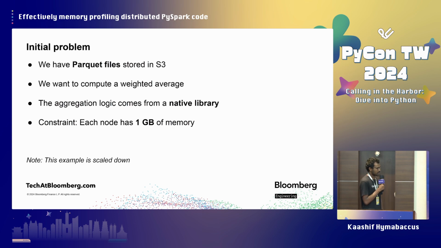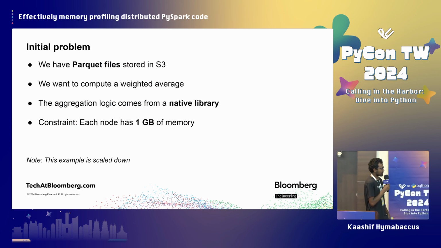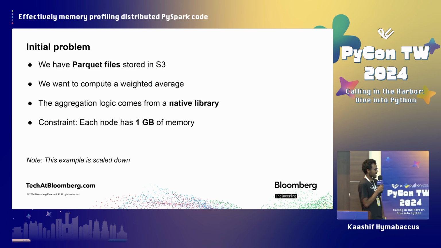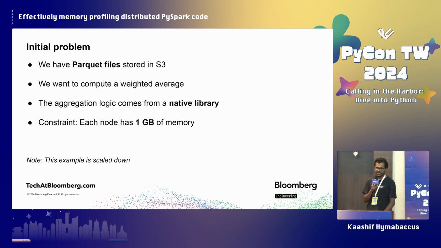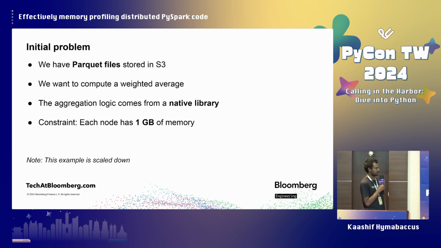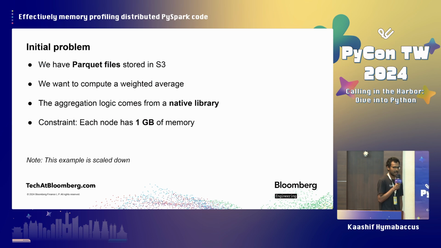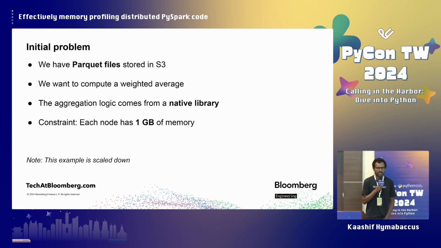So the problem I'm going to use to frame this talk is a relatively common case, I think. So you have some Parquet files stored in S3. Parquet is a columnar data format that's commonly used in data processing. The example I'm going to go through is computing a weighted average. This kind of thing is very common in finance. If you have, for example, the return on some securities and you want to average that in some way or aggregate that to a higher level, that kind of thing is pretty common.